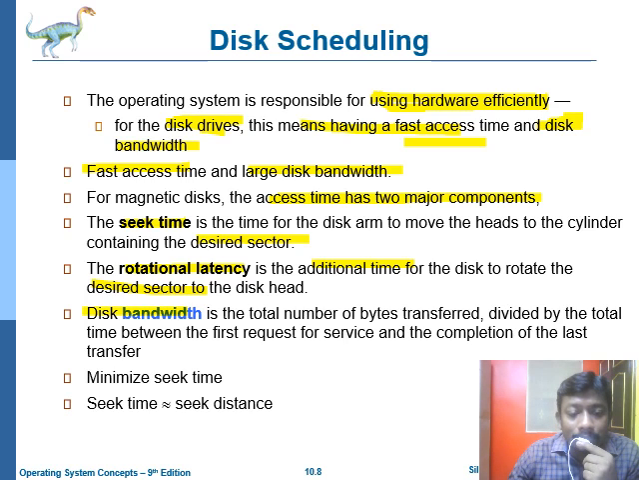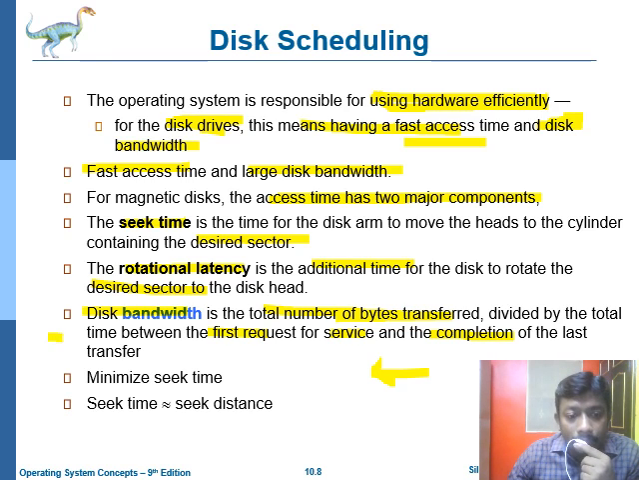Disk bandwidth is the total number of bytes transferred, how many bytes you are going to write or read, divided by the total time between the first request for service and the completion of the last transfer. That is the definition of disk bandwidth: the total number of bytes transferred divided by the total time between the first request for service and the completion of the last transfer.